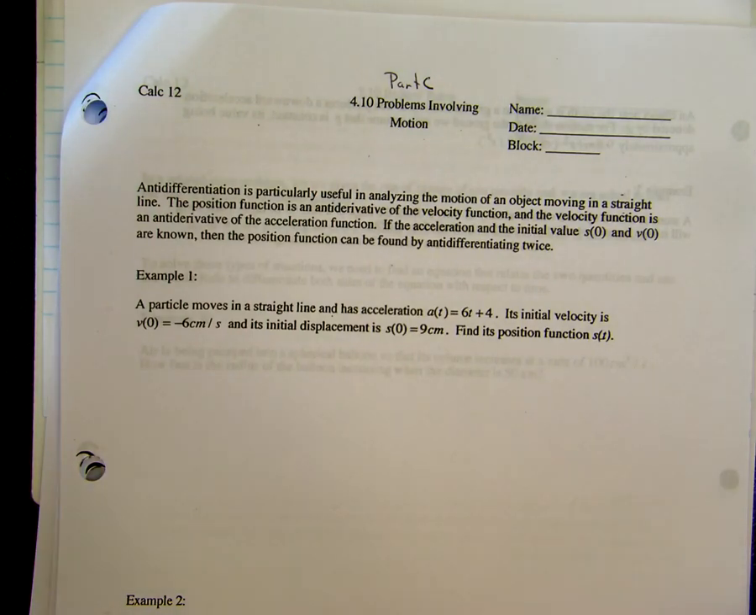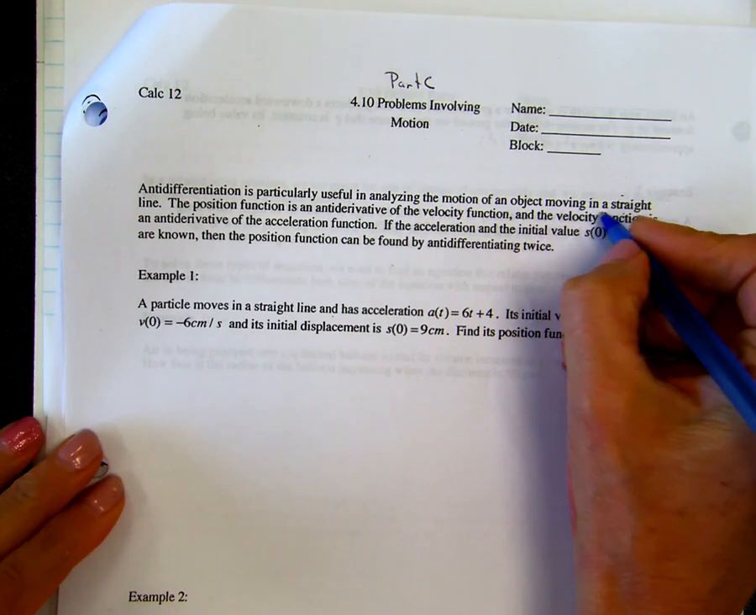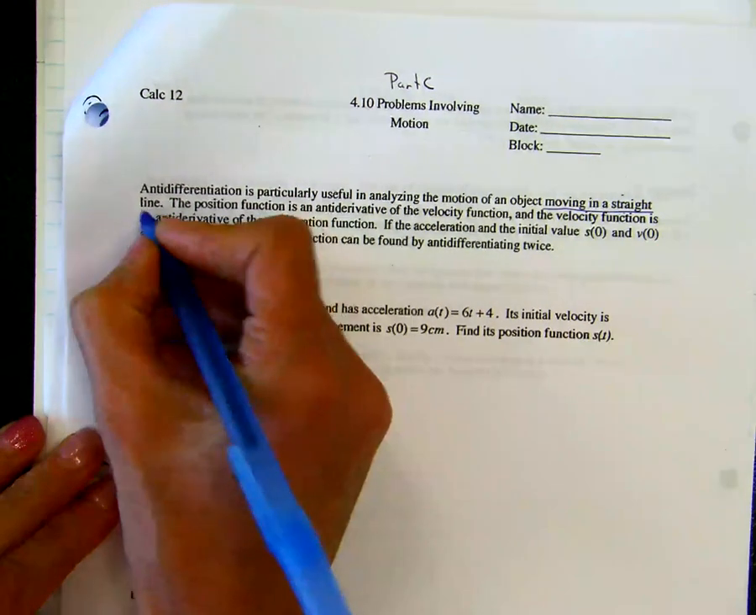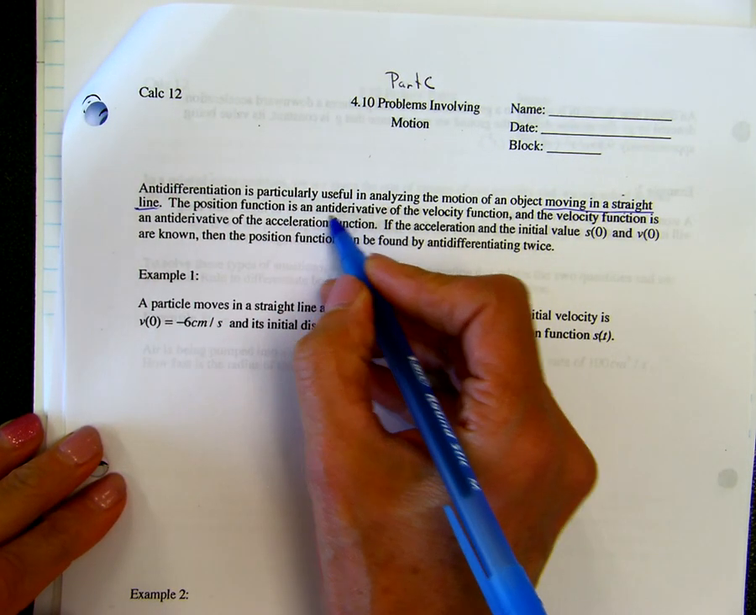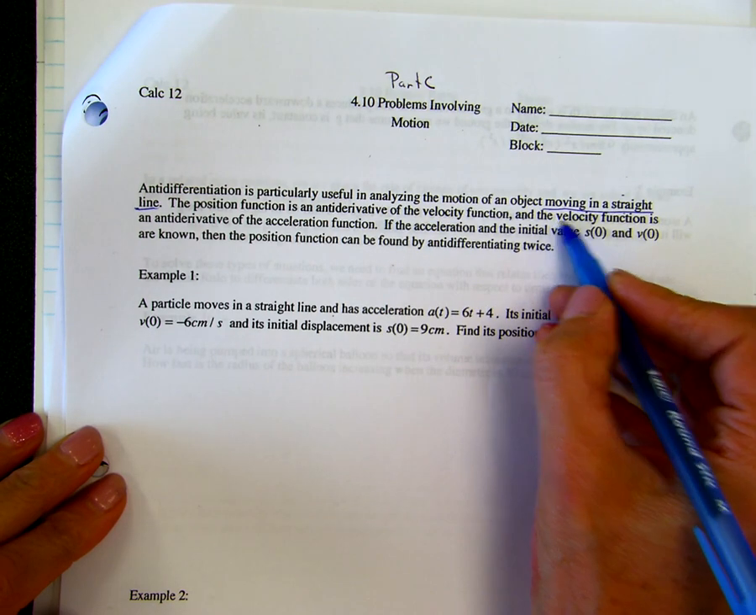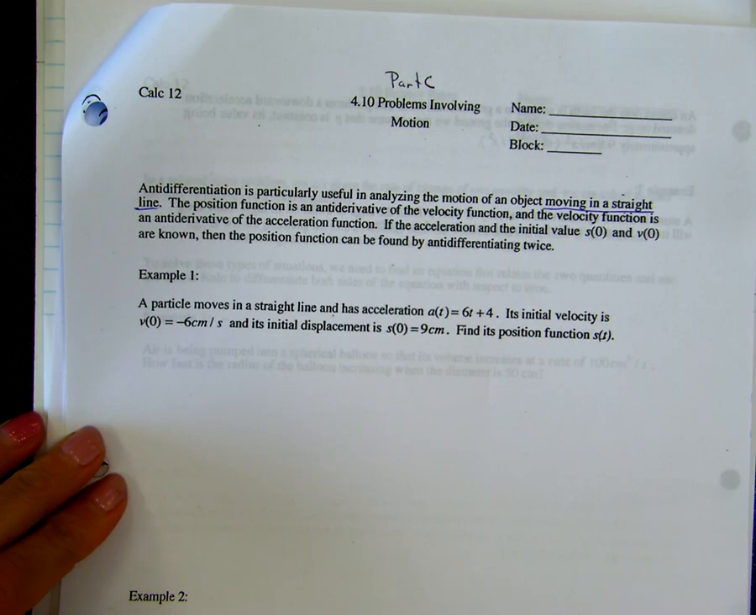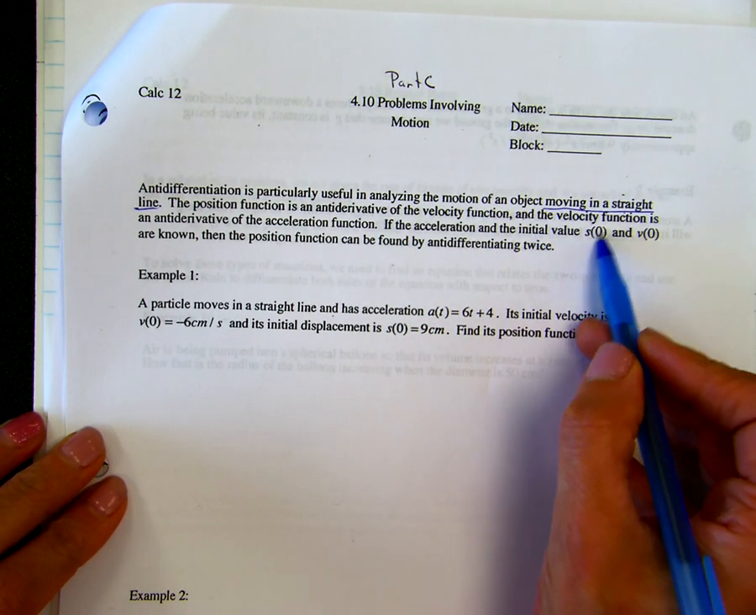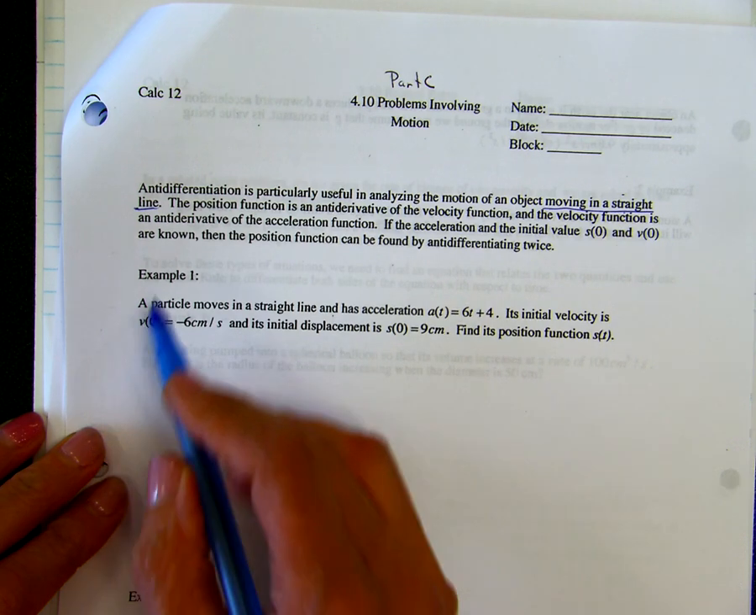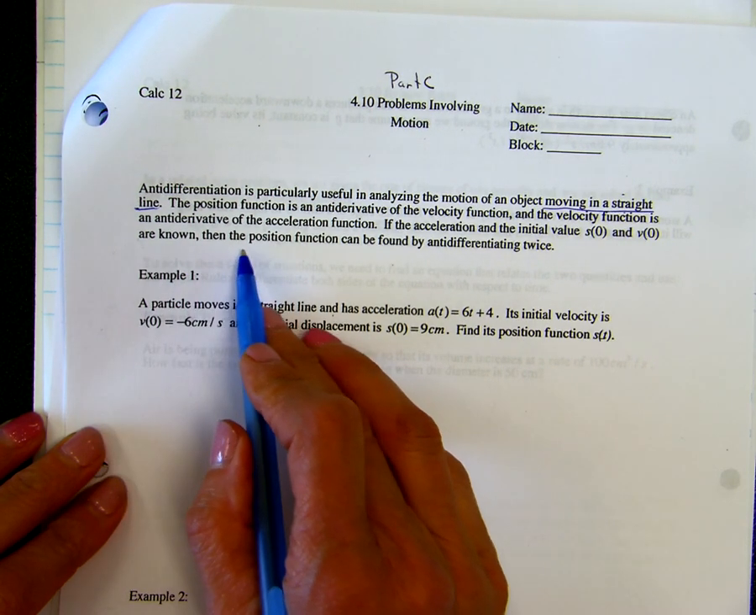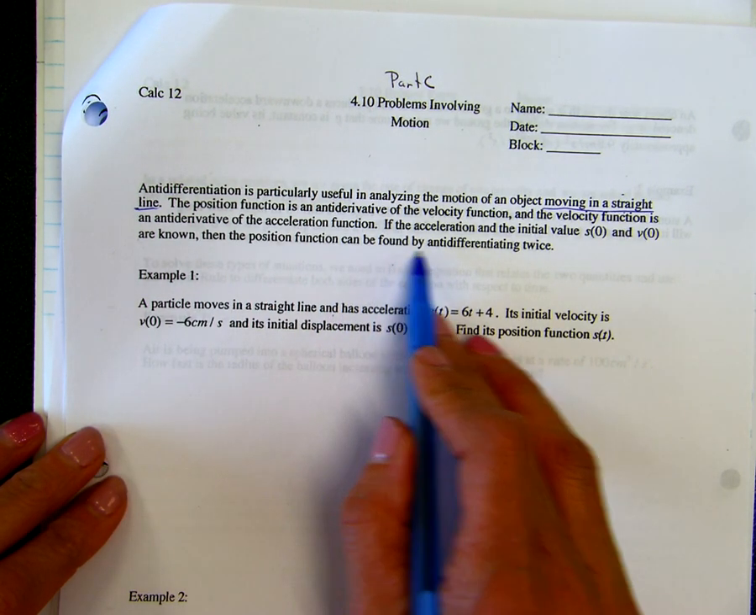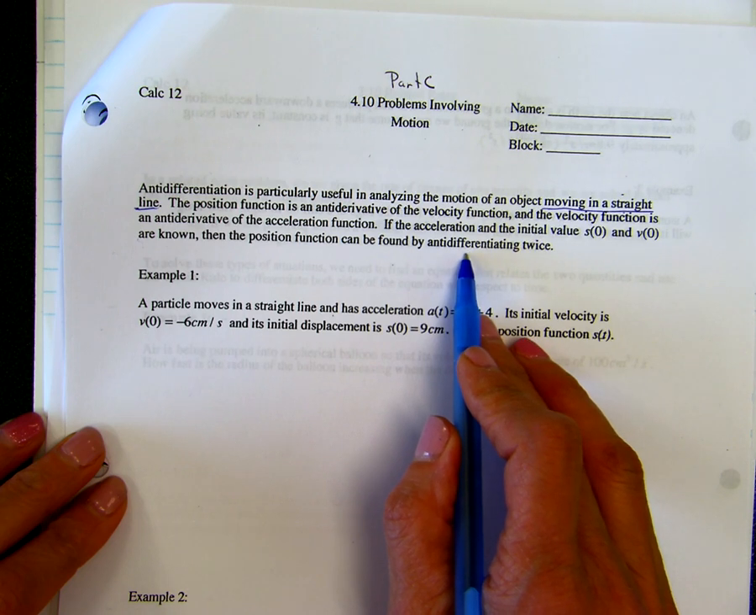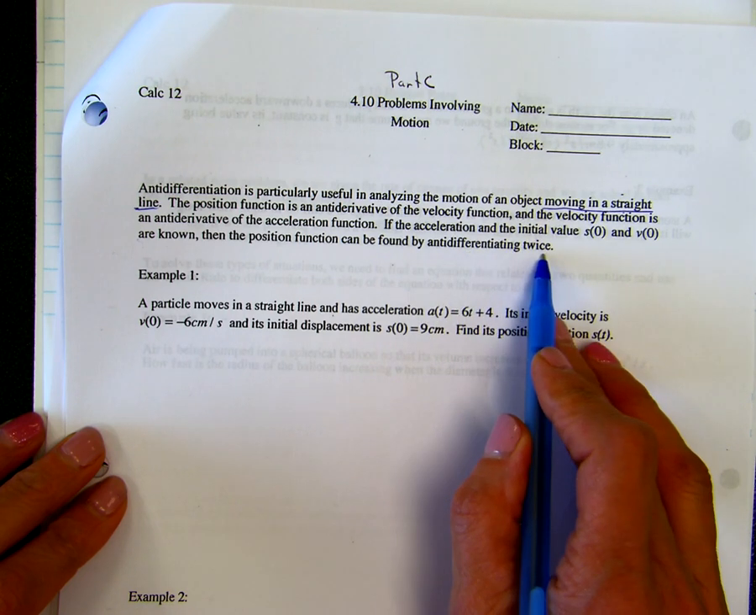Okay, part C, same topic. Anti-differentiation, particularly useful when you're analyzing the motion of an object moving in a straight line. The position function is an antiderivative of velocity. Velocity, antiderivative of acceleration. If the acceleration and initial values, position at time zero, velocity at time zero, are known, then the position function can be found by anti-differentiating acceleration twice.